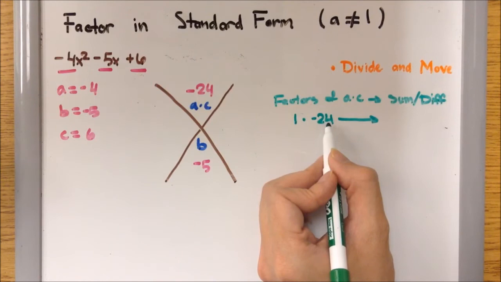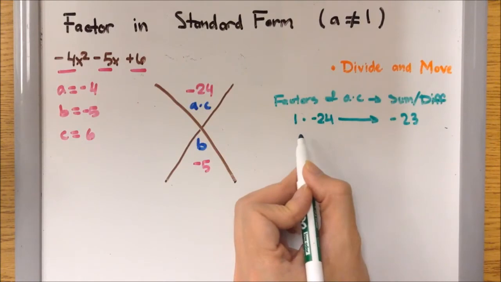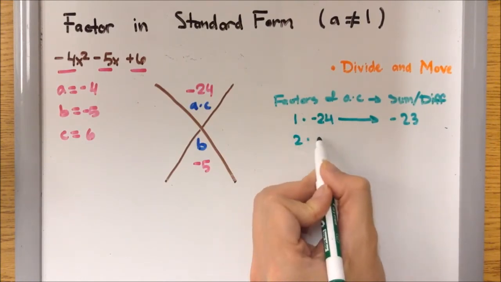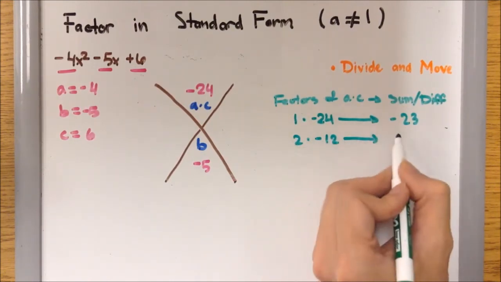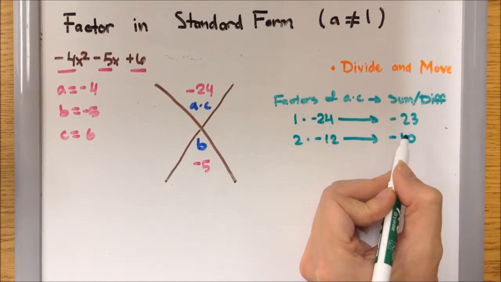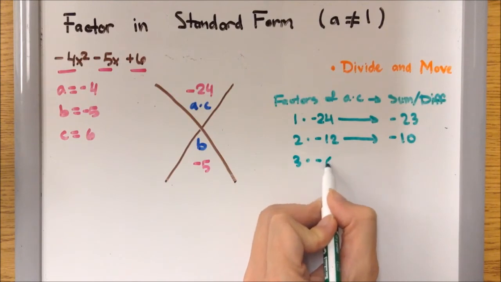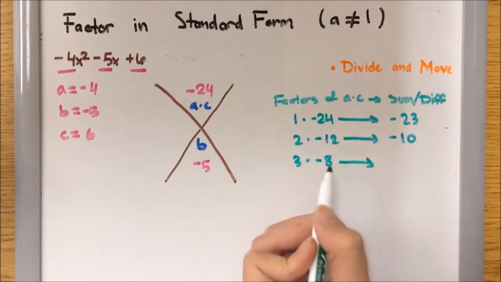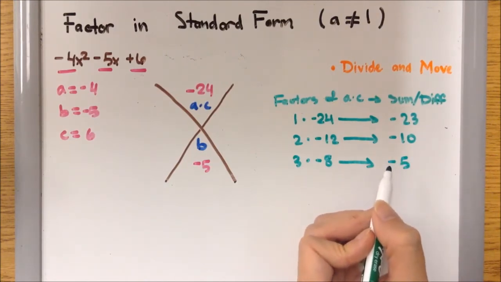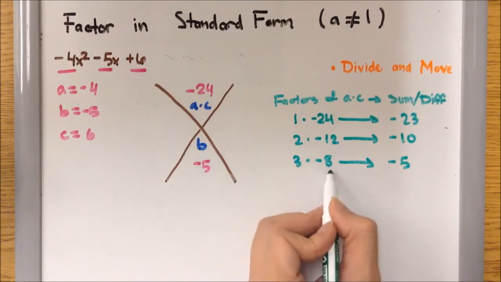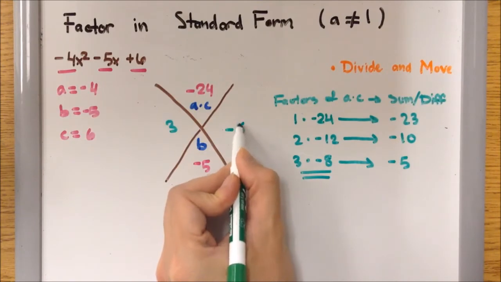Positive 1 and negative 24, that will be a difference of negative 23, so I'm not going to use that. And then 2 times negative 12, positive 2 and negative 12, that will be a difference of negative 10, so can't use that. 3 times negative 8, positive 3 and negative 8, that will be a difference of negative 5. So we can use that because it matches with our B, so these two factors. So positive 3 and negative 8.